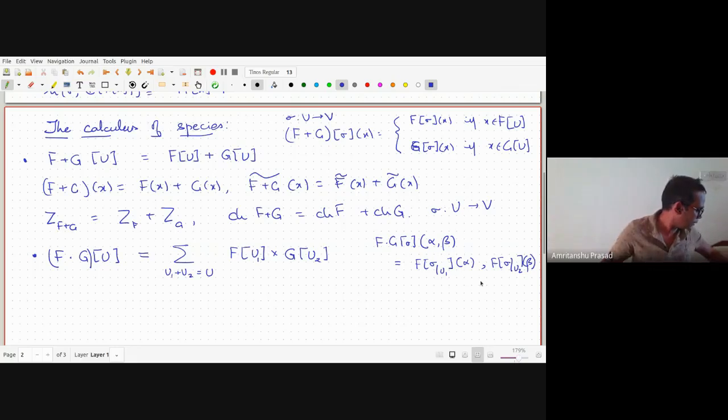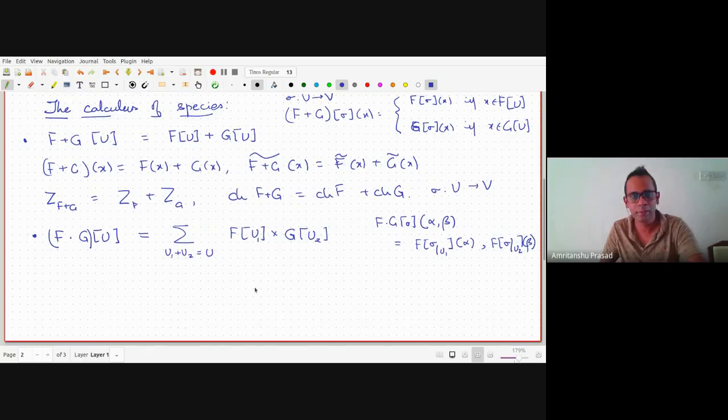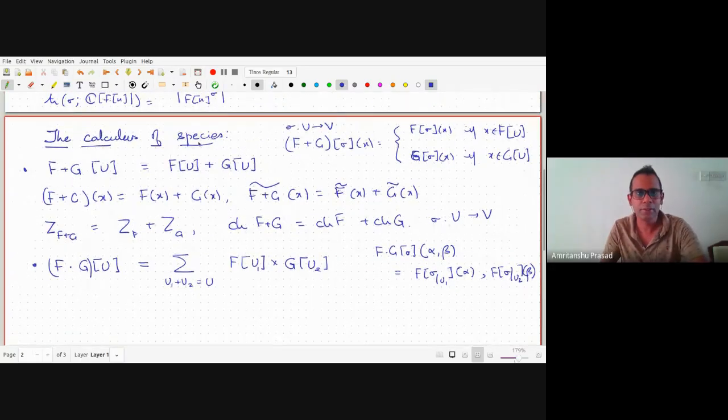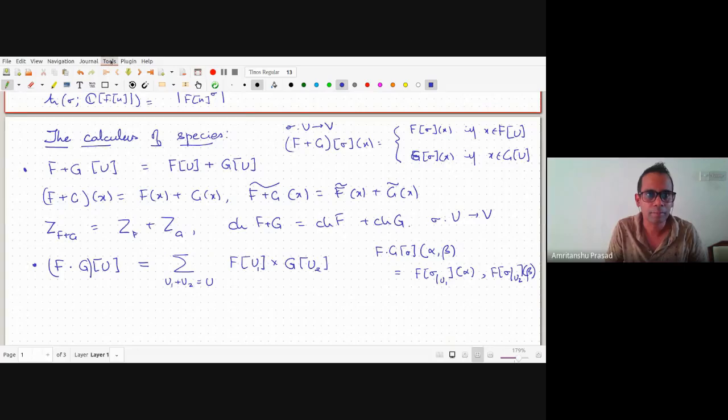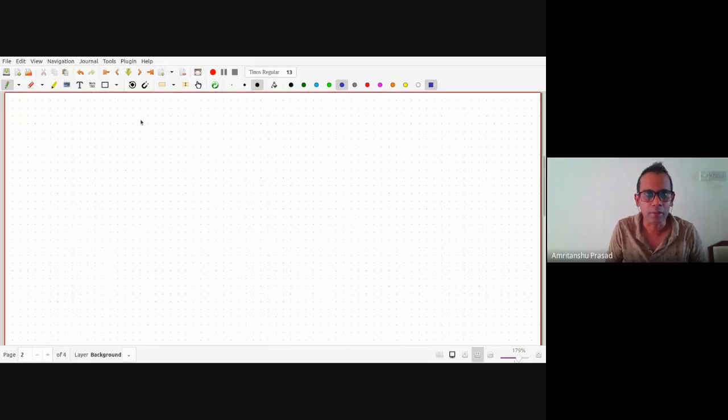Maybe this will look less scary if I just give you a few examples. So let's look at the simplest example. Let me just insert a new page here. How do I insert a page? Yeah. Okay.